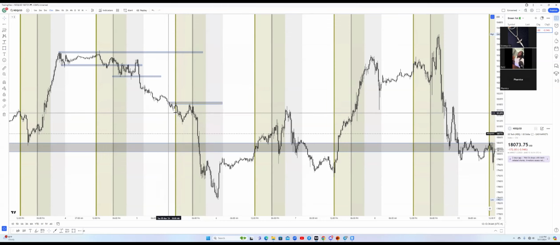You can see the first touch, price came to touch it. London session came to touch it. London session came to touch it again during the New York session. We saw price closing below. At this point, you will be confident to hold the trade.